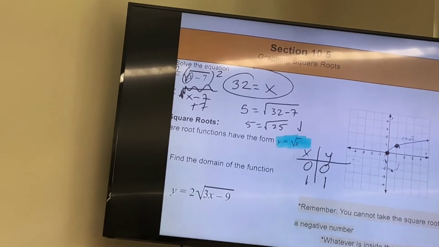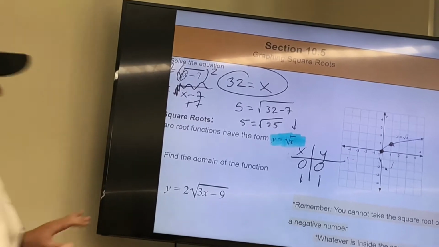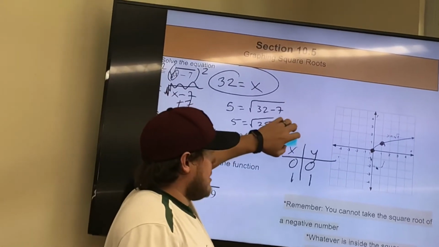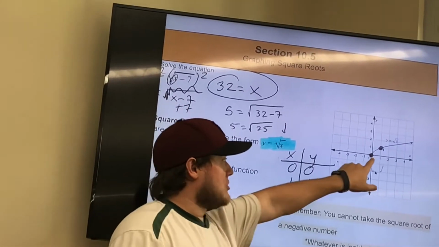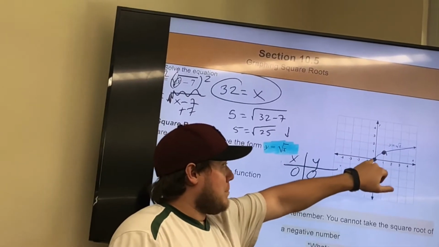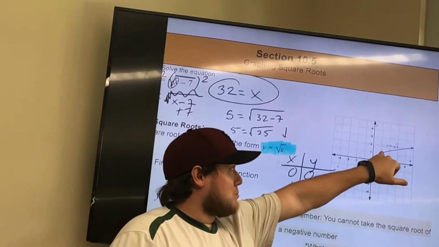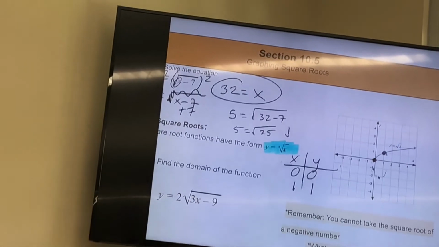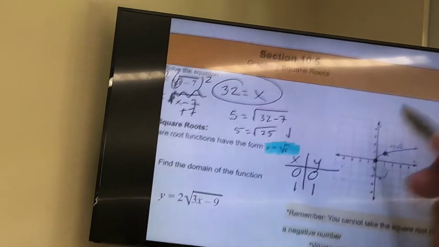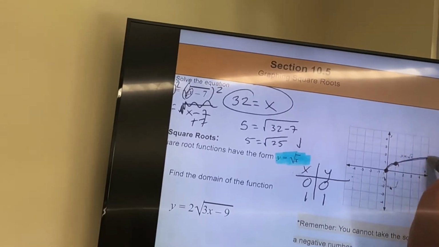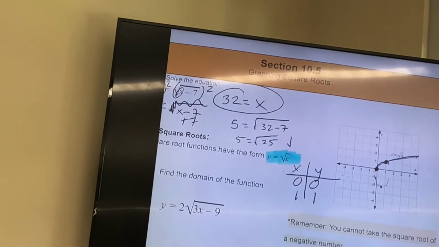So what we're going to be learning today is we're just going to be shifting this graph based on what is happening to this equation. So this again is called the parent function. We're going to plot this point and we're going to plot this point each time and then just make that shape on our graph. So it's going to be a half of a parabola.